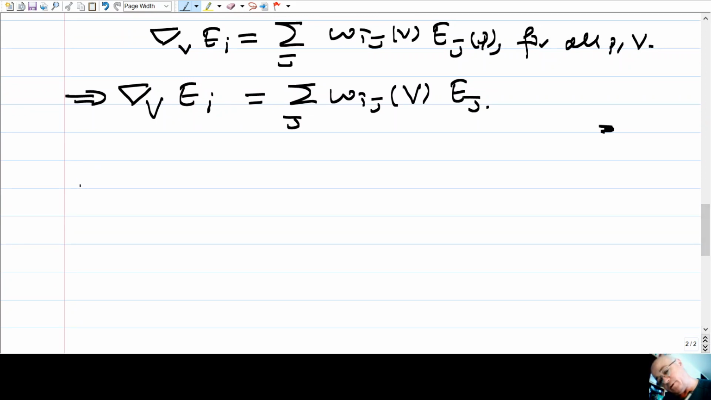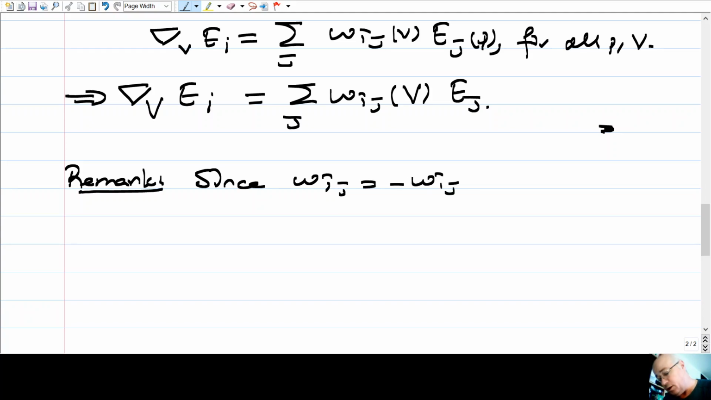Here we have an important remark. Since the one forms are skew symmetric, we have diagonal terms equal to 0, because Wii is equal to minus Wii, therefore Wii must be 0.